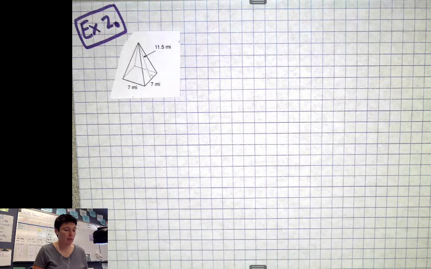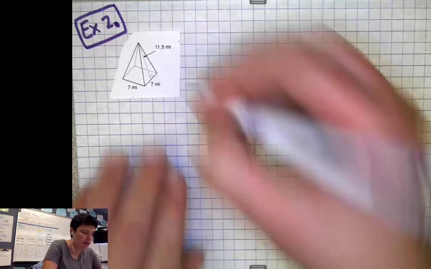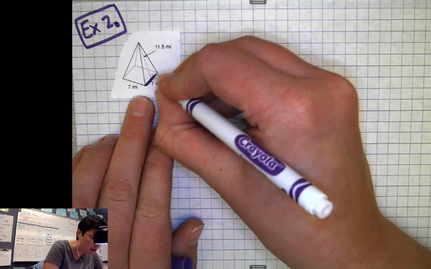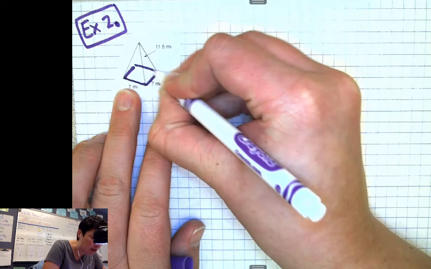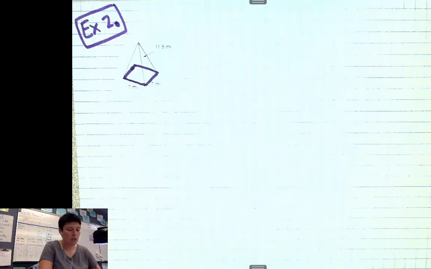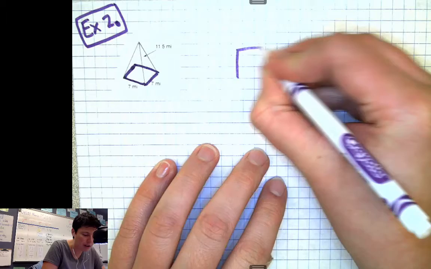But what we're going to do is find the surface area of this thing. And I like to start with the base first. I like to kind of focus my energy on what's the shape of the base because they're not always going to be squares. This case is a square. So I'm going to draw the base over here.